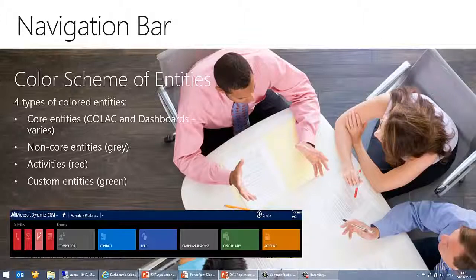Remember a few moments ago talking about the different colours, and some people might wonder, well, what are those different colours for? Why aren't they all red or green or yellow? Again, customizable. There are 4 types: core entities, non-core entities, activities and custom entities. You can see here the non-core are in grey, the activities are in red. On the left-hand side you can see phone call, tasks, appointments and emails. And then custom entities are in green. In this example, opportunity, and as I said, campaign response and competitor will be in grey. So they're a different colour scheme that you will have noticed when you click on that create button in the top right-hand corner.